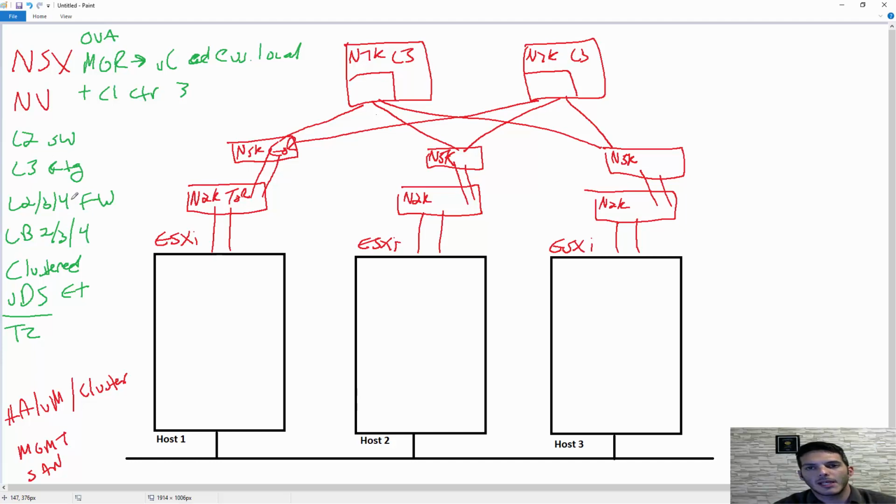Now, where NSX comes into play and makes things very, very nice is normally when you have a VM sitting here, and you have a VM sitting here, and you have a VM sitting here, let's say these are all in the green VLAN, right? I'm just going to draw, this guy's green, right? Everybody's in the green VLAN. Now, in order for these VMs to be able to talk to each other between the ESXi hosts, that means that the green VLAN has to be present throughout the entire network, right?